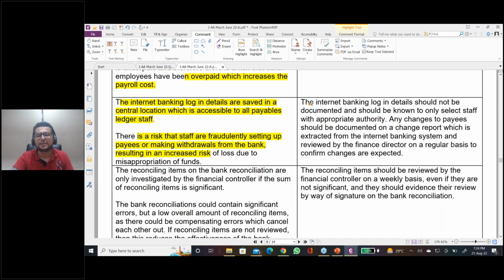What should be the recommendation? The internet banking login details should not be documented anywhere. They should be known to very limited senior officials, and even the password should be reviewed and regularly changed. That's great.